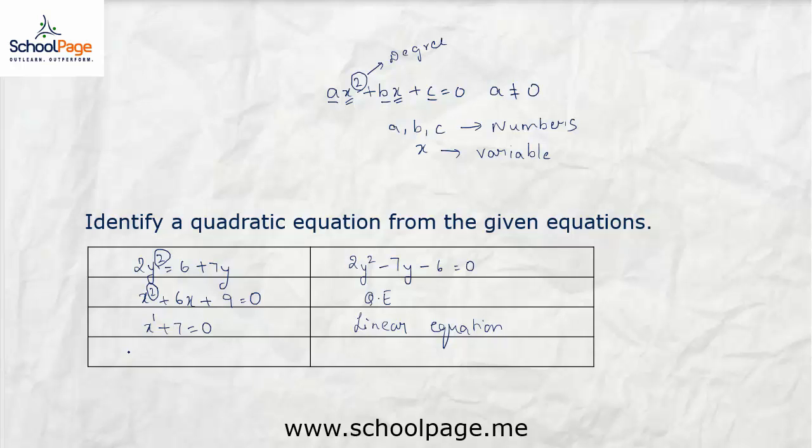Now let us look at this equation 3m cube plus 5m square plus 7 equal to 0. In this equation, the highest degree is 3 and not 2. Hence, this is not a quadratic equation.